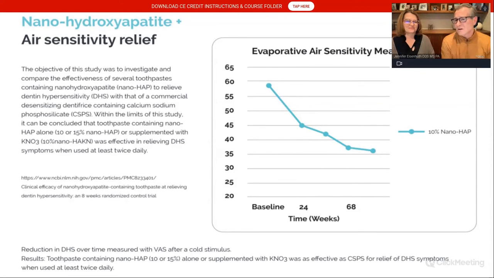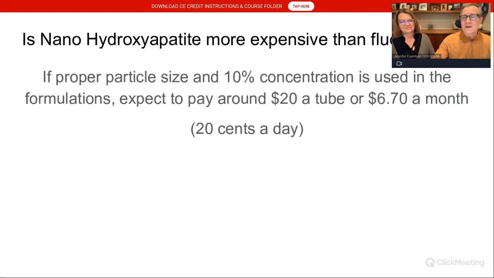We talked to offices all over the country that have swapped out their potassium nitrate ingredient in a toothpaste, and they're using high concentrations of nano hydroxyapatite, and they're seeing less hypersensitivity. So it's just a great product, not only for remineralizing, it does have other ancillary benefits, like hypersensitivity. Now, nano hydroxyapatite does cost more. This is probably the biggest downside to nano hydroxyapatite.